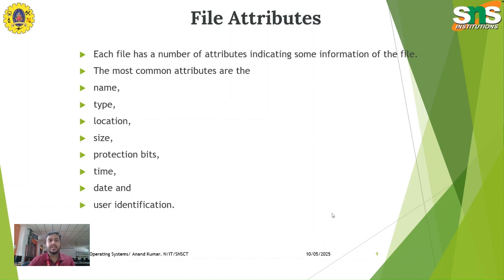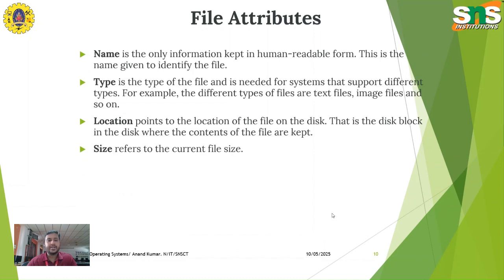In the last class, we saw the basic concepts of files, what blocks are, and the aspects associated with files. We also just started our introduction to file attributes. As I told you in the previous class, a file has a number of attributes indicating some information about the file. The most common attributes are its name, type, location, size, and user identification.